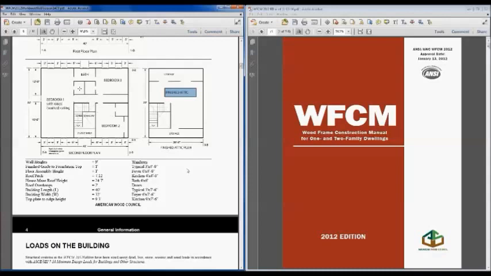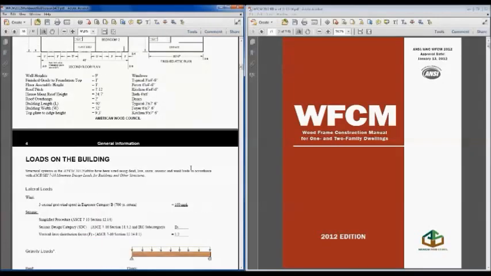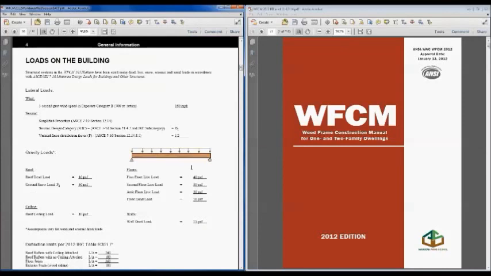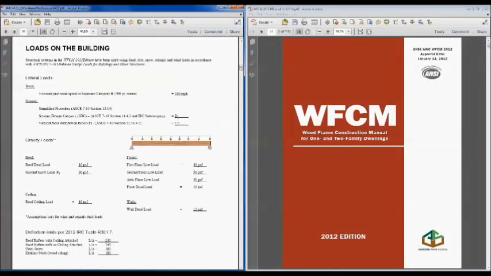So that gives you a sense of how it's laid out, and we'll be working through that part of the example as we go. But then let's jump into the loads and see what we've got here for loading condition for our particular example. And so again, as I mentioned, we're based on, in this version of the wood frame construction manual, ASCE 7-10, minimum design loads for buildings and other structures.